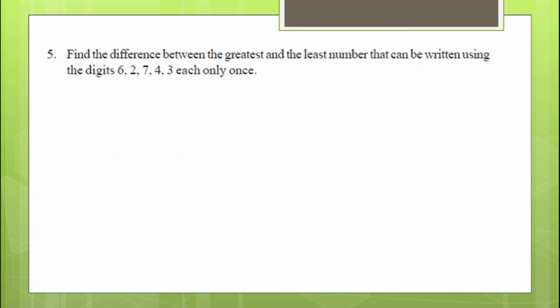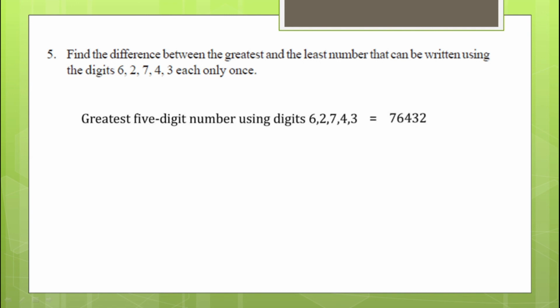Find the difference between the greatest and the least number that can be written by the digits 6, 2, 7, 4, 3, each used only once. So what you have to find out is the difference between the greatest and the least. Greatest means using these given digits we have to write the greatest number. How will we write the greatest number? We will write in descending order.